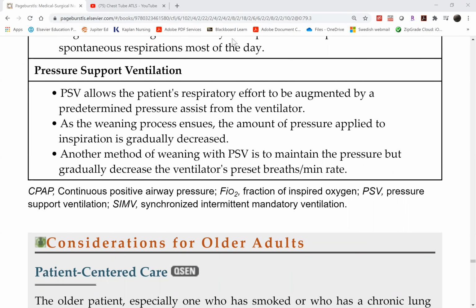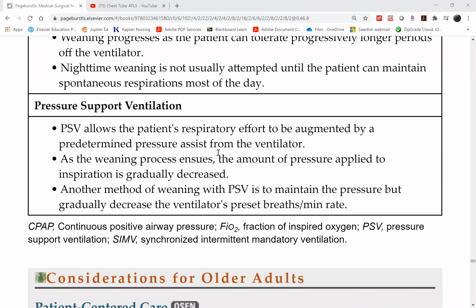It's better. Okay, pressure support ventilation. This can be used also as a weaning mode, but it can also be added to SIMV, meaning while the patient is on SIMV, you can add pressure support. Now, this is a pressure mode. It is not a volume mode, so therefore, there is no preset tidal volume, there is no preset rate. The only thing preset here is pressure.